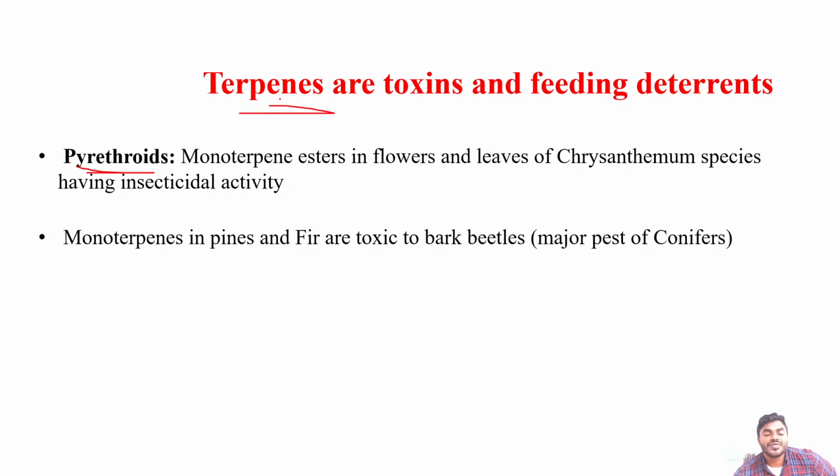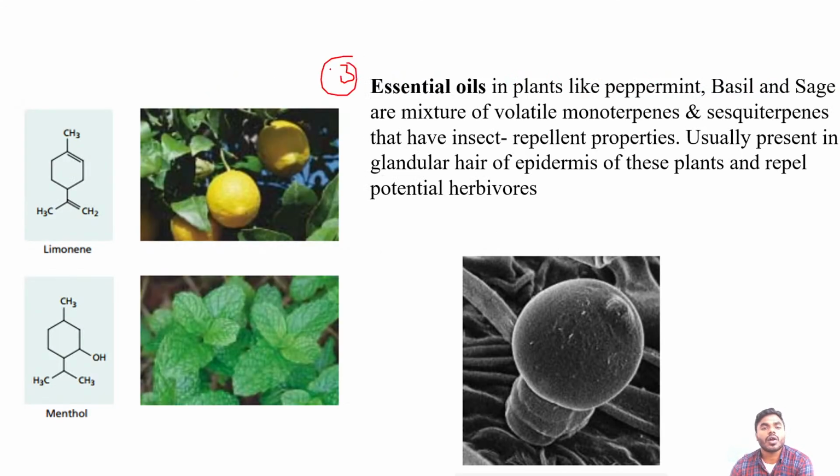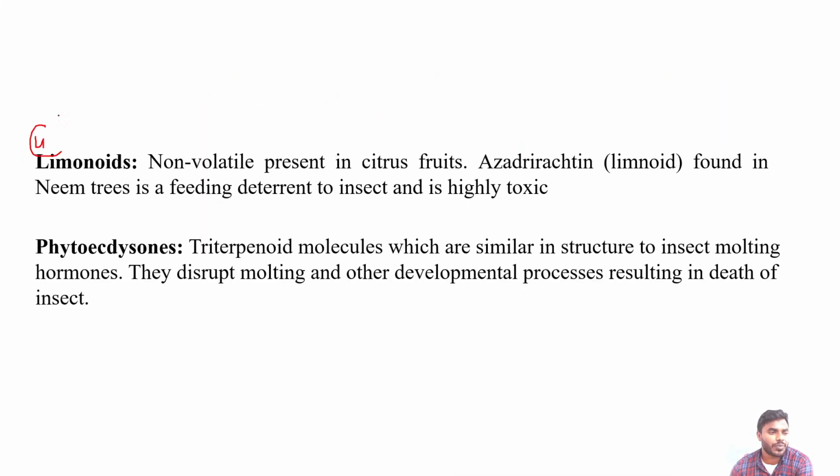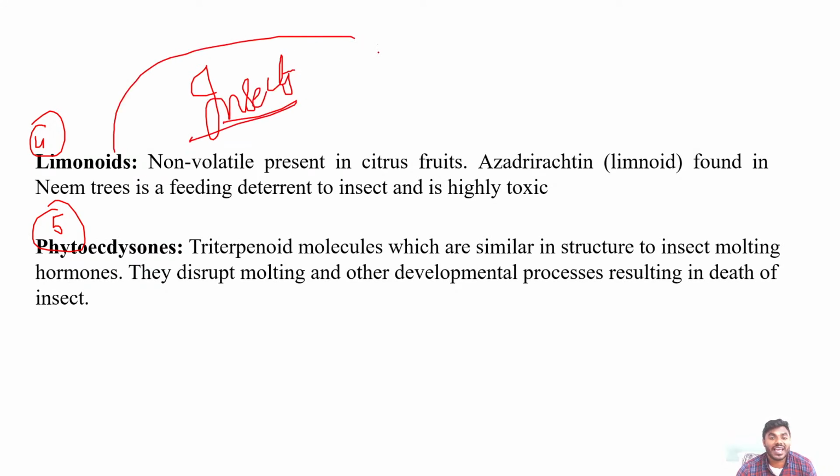Examples of the terpenes which are acting against the insect. You have to remember the examples: pyrethroids, monoterpenes, essential oils, I am not explaining in depth, limonoids and phytoecdysones. There are 5 types of terpenes which are acting against the insects. What I want you people to remember is the example.